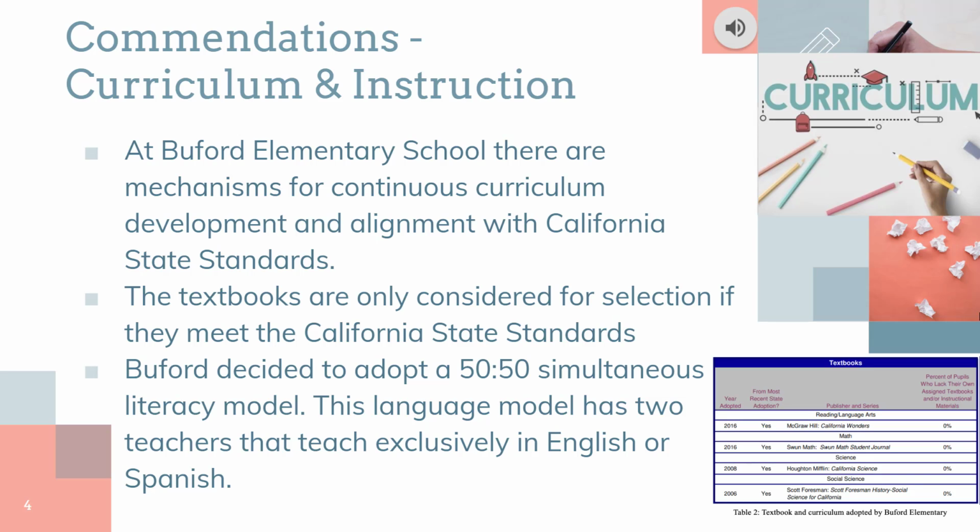The curriculum textbooks are selected only if they align with the California state standards and are adopted by the State Board of Education, with the only exception being the math component. SWAN math is used only at the local level, but still aligns with the state standards. As for the literacy component, the school district adopted McHill, Wonders, and Maravillas.